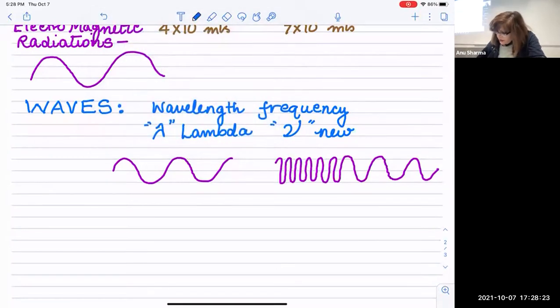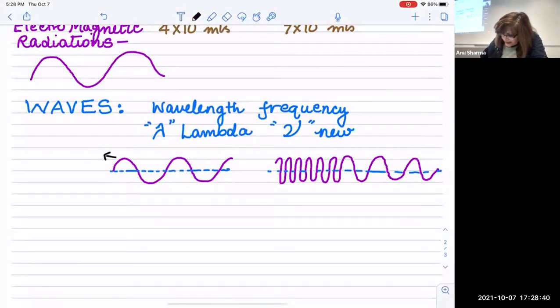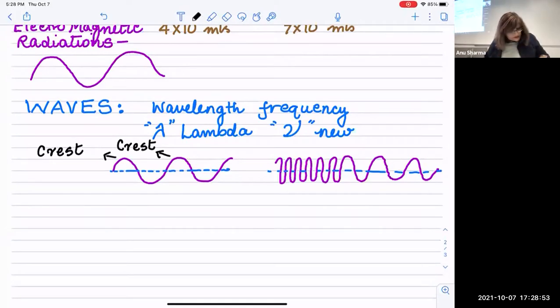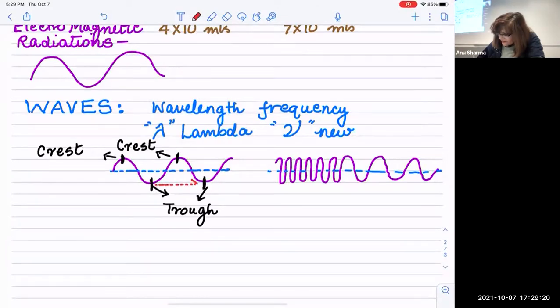So first of all, this is an imaginary line. All of this is an imaginary line. And in this imaginary line, the part that is on top is called crest, C-R-E-S-T. Okay, crest is on the top. Trough, this is trough. The bottom part is called trough. Okay, now the distance between two crests or the distance between two troughs is called the wavelength. So this distance is one wavelength, or this distance is one wavelength.